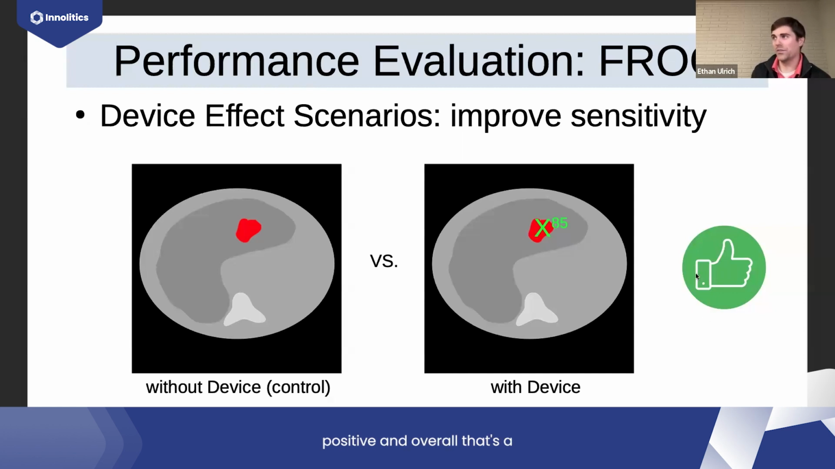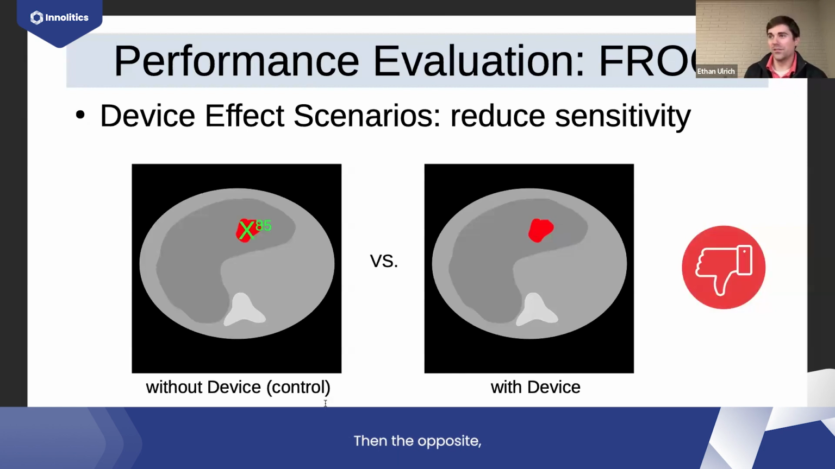And overall, that's a great thing. You improve the reader's sensitivity. So that's kind of like the standard. This is how you improve a reader, by helping them find lesions that they would have normally missed. Then the opposite, which would be detrimental to your device performance, is they are able to find a lesion without using your device, and then for whatever reason, they use your device and they get worse. They don't find a lesion.